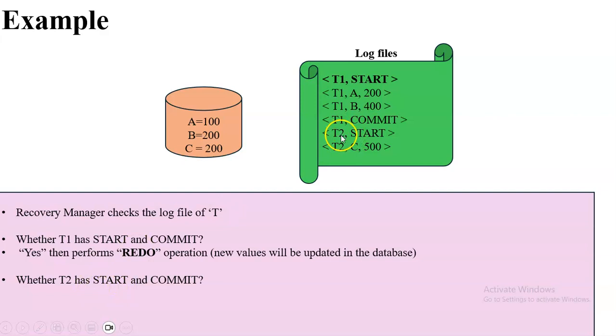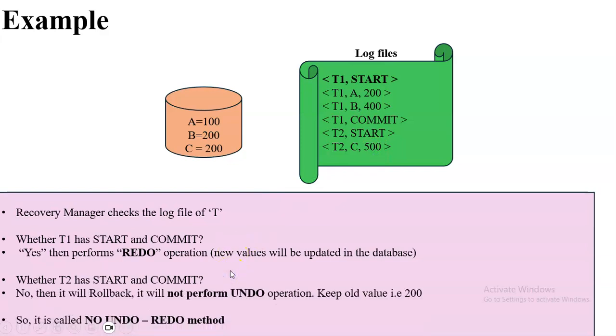Now it will go to transaction T2. T2 has only start but does not have commit. So in that case it will keep the old value, which is 200. It will not update to the latest value, that is 500. So if we just look now, 200, 400 and 200. 200 and 400 are now updated because T1 had commit, but T2 did not have commit. So the updated value, which is 500, is not reflected. The old value 200 is reflected. That is why it is called the no undo redo method.